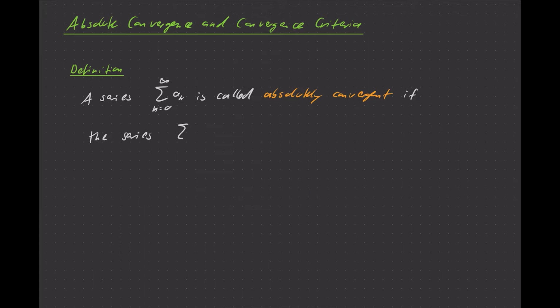And we'll start with the definition of absolute convergence right away. So let's say we have a series of the form sum over some a_k, k from 0 to infinity. Then this is called absolutely convergent if the series over the absolute values of the a_k also converges. So the series is called absolutely convergent if the series given by the sum from k to infinity over the absolute values of the a_k converges.